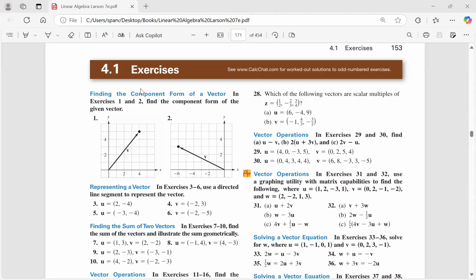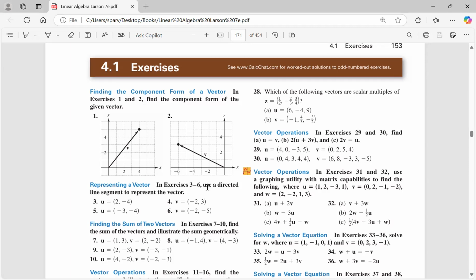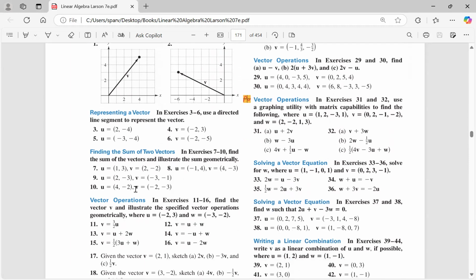All right, so let's take a look at these exercises. Again, I'm looking at section 4.1, something similar to your homework problem. So let's take a look at exercise number 10. Again, some of these are fairly simple, straightforward. I just want to touch up on a little bit of everything here. So let's begin with exercise number 10, finding the sum of two vectors. This says find the sum of vectors and illustrate the sum geometrically. Okay, so let's do that.